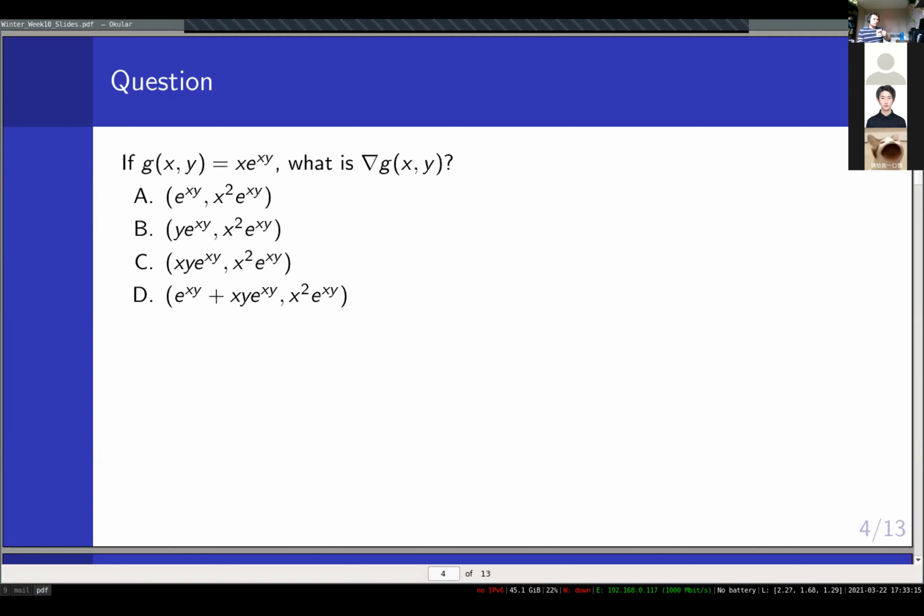And many of you are probably starting to see that in these sorts of questions, if you can compute one of the components correctly, you know which vector it is because it's multiple choice, right?